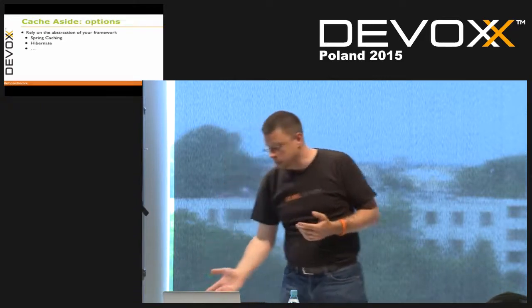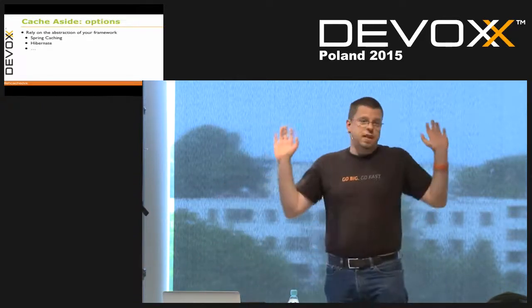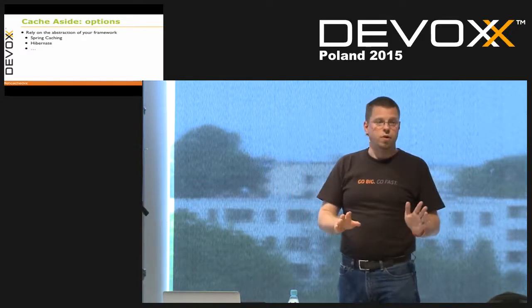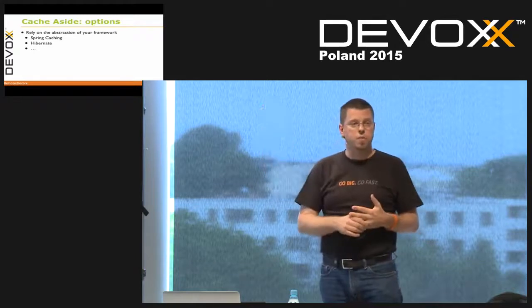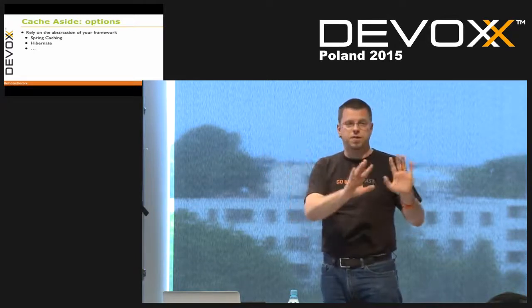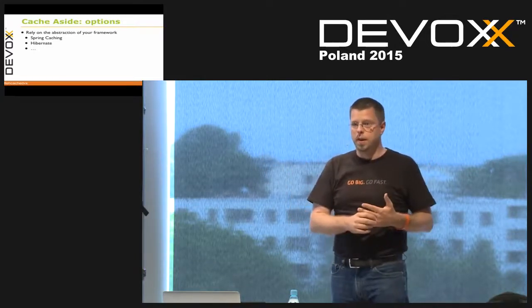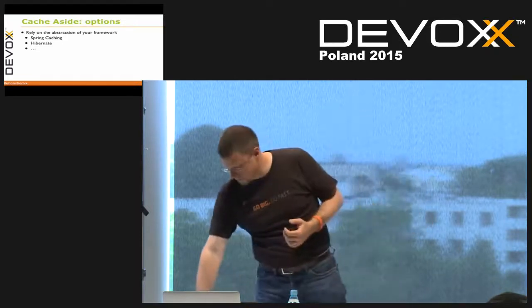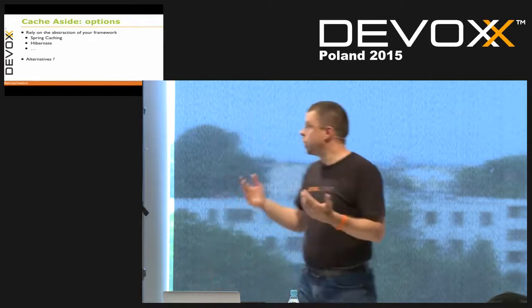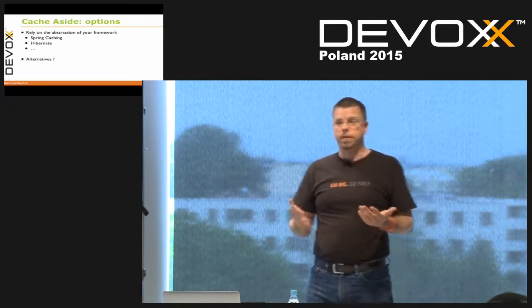So what are your options? First of all, you can say, okay, that's not my problem. I'm going to rely on a framework. I'm going to use Spring caching or second-level cache of Hibernate. And then I trust these guys to do the right thing. But that's valid when you're in that context. It doesn't help you all the time. So do we have alternatives? Yes, we do.